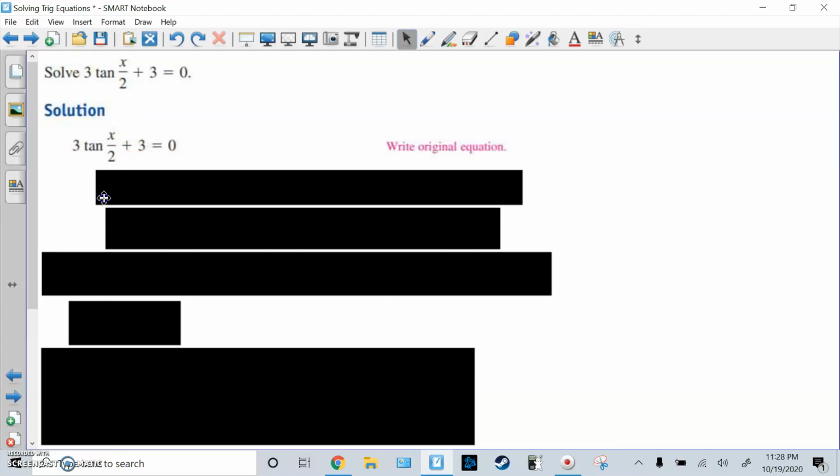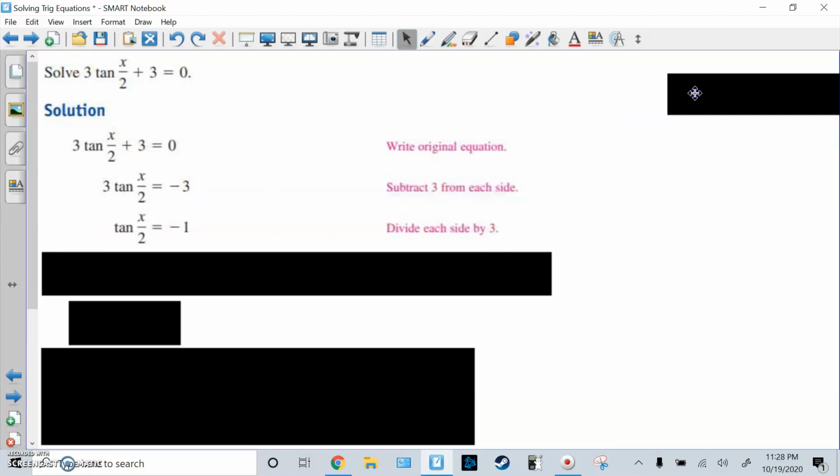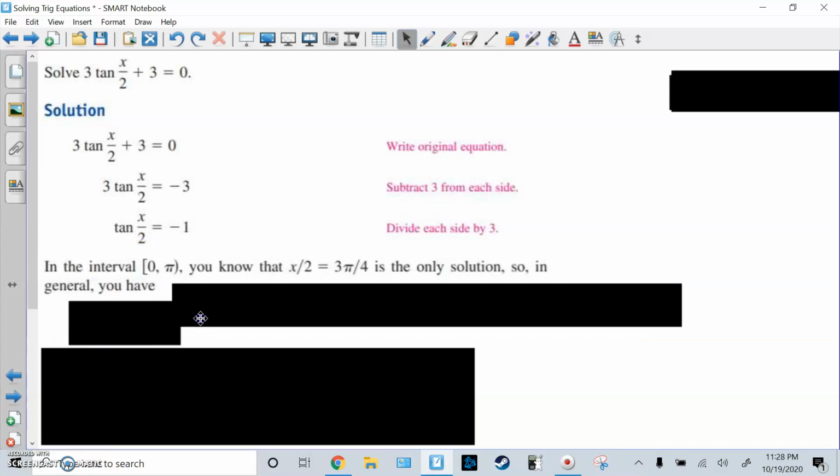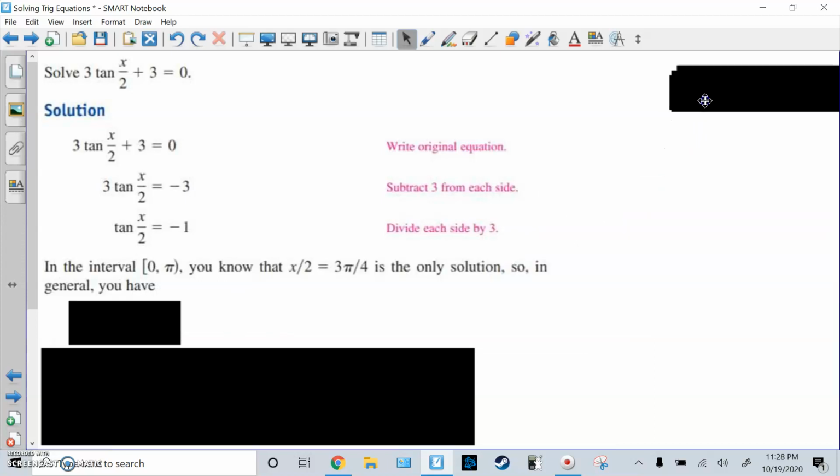Here's another one. Subtract 3, divide by 3. Where's tangent of whatever equal to negative 1? So it's the pi over 4s, but it has to be one positive, one negative. So quadrant 2 and quadrant 4. All right, so let's see. Yep, that's quadrant 2 from 0 to pi.